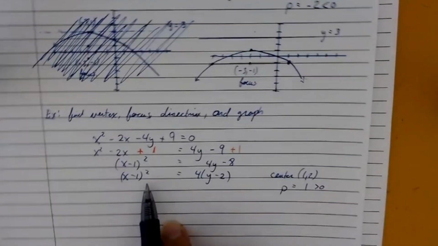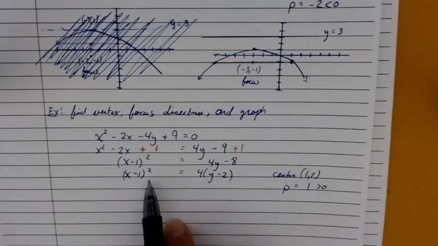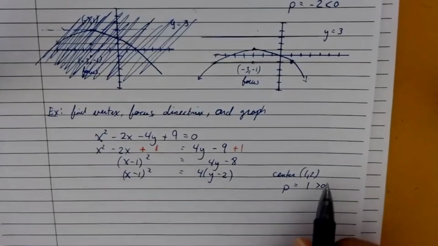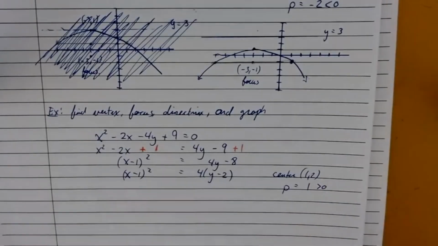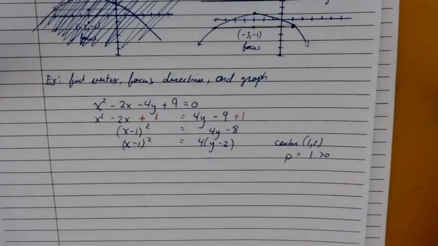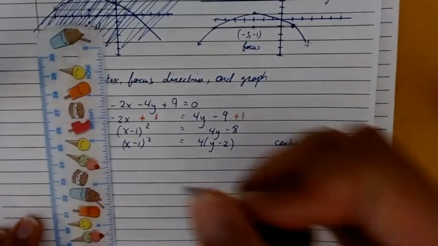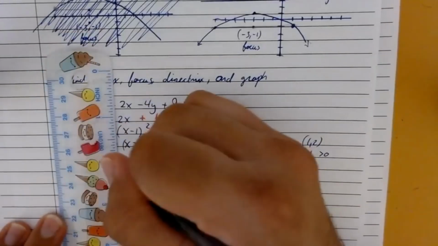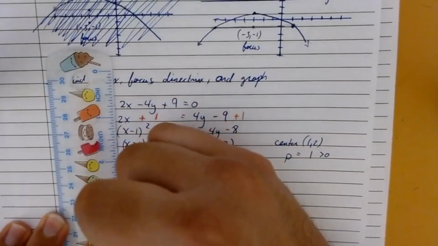And since the x is being squared, you know that your parabola is either going to open up or down. Because p is positive, that means it will open up. So now we have all of the information that we need to create this graph.